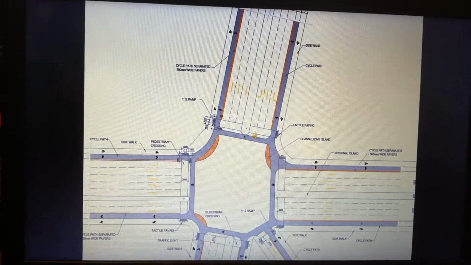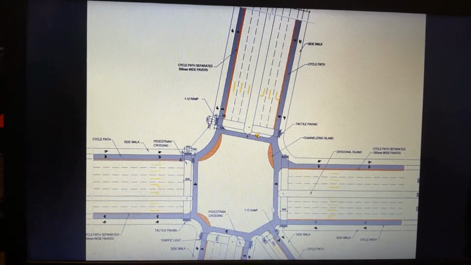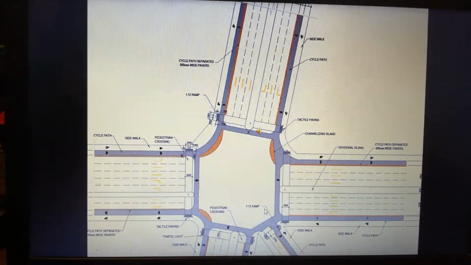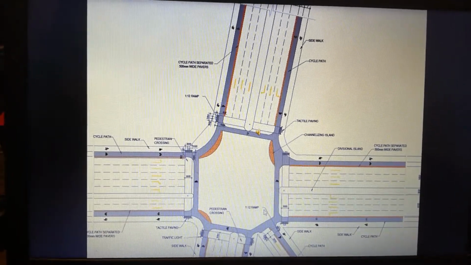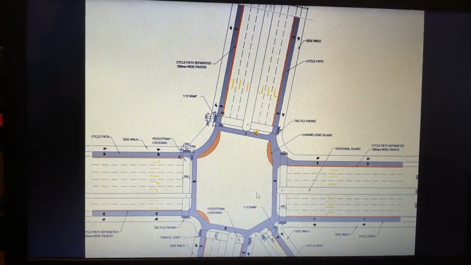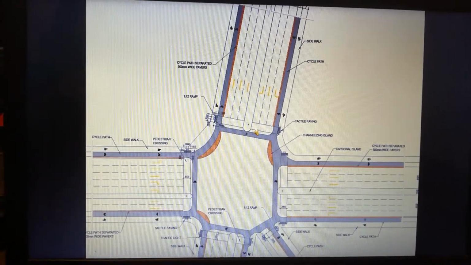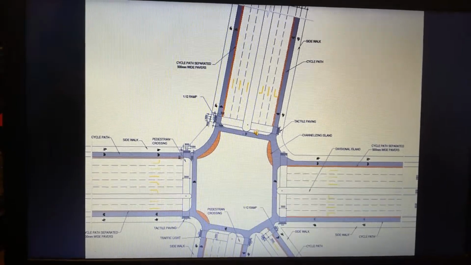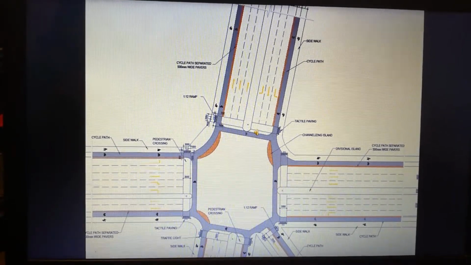So that's basically what we have at that intersection. It's just to make sure that the traffic is totally separated from the non-motorized transport facilities, which in turn is going to decrease the number of conflicts in this intersection.